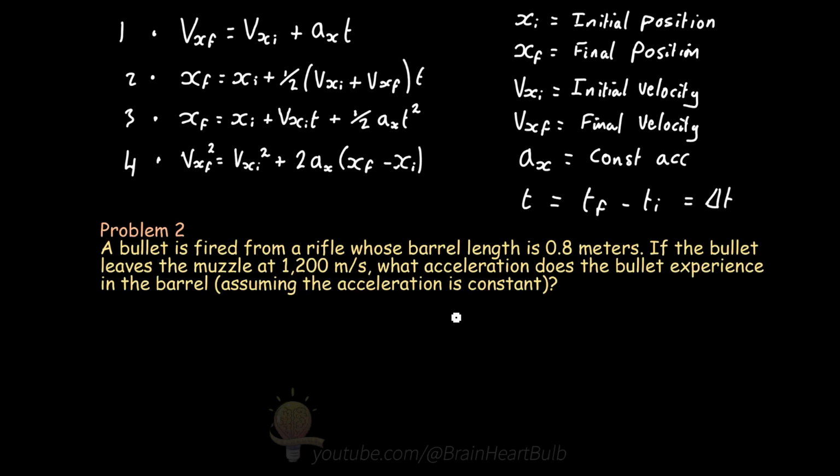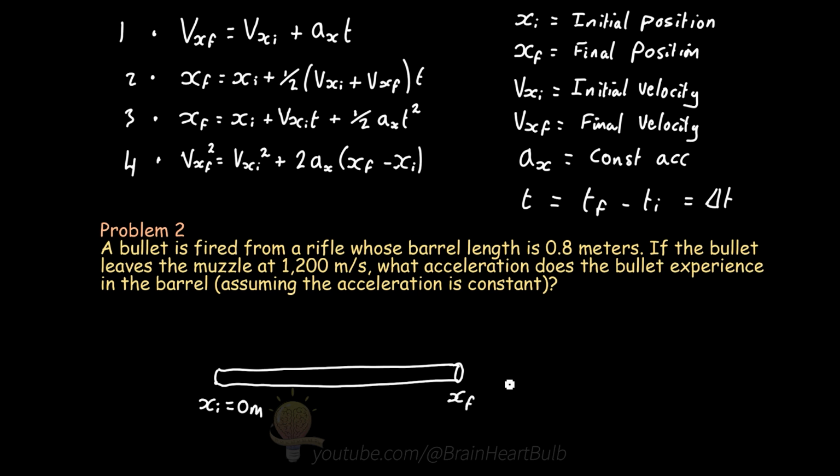A bullet is fired from a rifle whose barrel length is 0.8 meters. If the bullet leaves the muzzle at 1200 meters per second, what acceleration does the bullet experience in the barrel, assuming the acceleration is constant? So imagine this is our barrel. The initial position of the bullet can be at 0 meters, and its final position, when it leaves the barrel, will be at 0.8 meters.